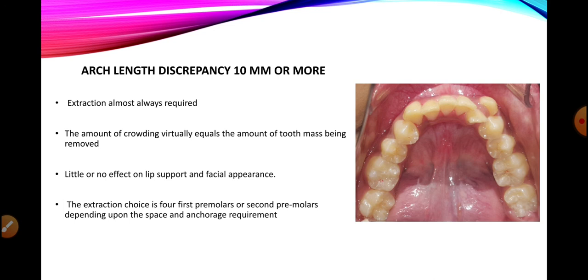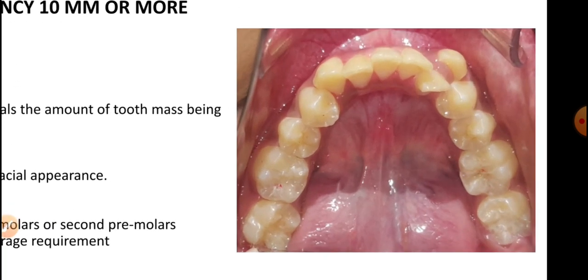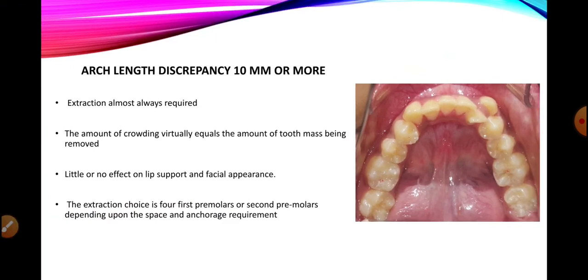In those cases, extraction is almost always mandatory, because the extraction roughly equals the amount of the structure that is removed, and the crowding. For example, if it is like 9 millimeters and this crowding accounts for 3 millimeters, so it's around 12 millimeter crowding in the arch. So if you are going for extraction of two premolars, for example 14 millimeters, still the space that will be left is just 2 millimeters that can be managed orthodontically, which means that the amount of crowding that is present roughly equals the amount of tooth mass that has to be removed.